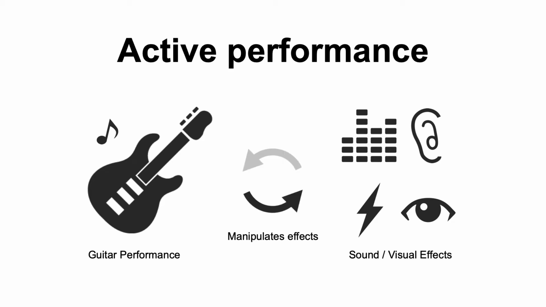On the other hand, active performance refers to a state in which the player actively manipulates the effects through the interface when the player is not playing the guitar. For example, when the performer is not playing the guitar, visual effects can be switched by some action, like pressing the pick or by shaking his or her wrist.